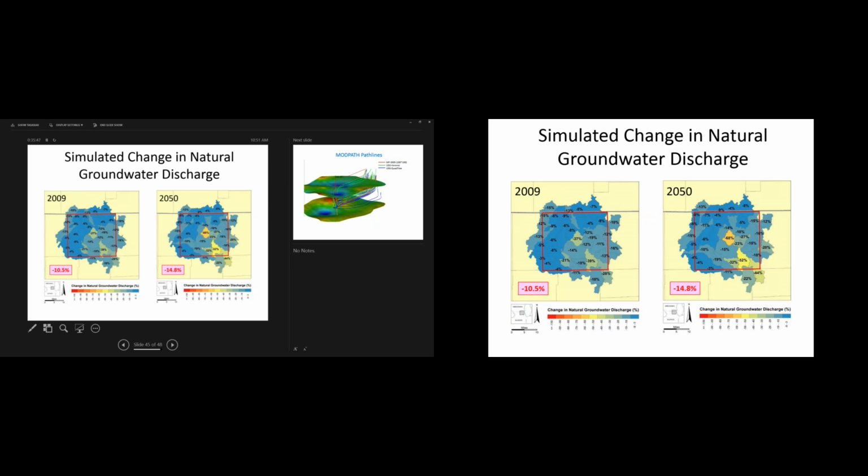So we can simulate changes in groundwater discharge with pumpage, or an increase in pumpage, and how that's going to affect discharge. There's a whole lot of pitfalls to this, and we'll discuss those quite a bit, because that's a really important thing that people are interested in. If you start pumping, are you going to dry up the stream?